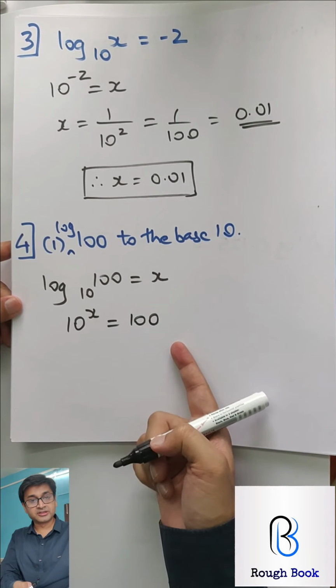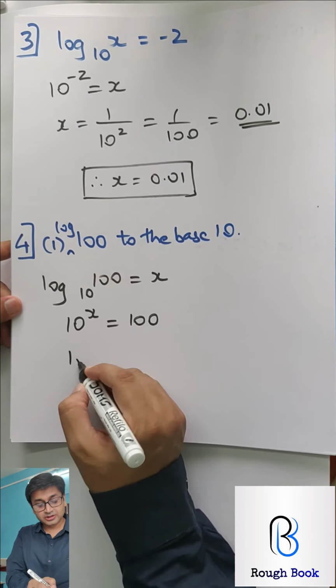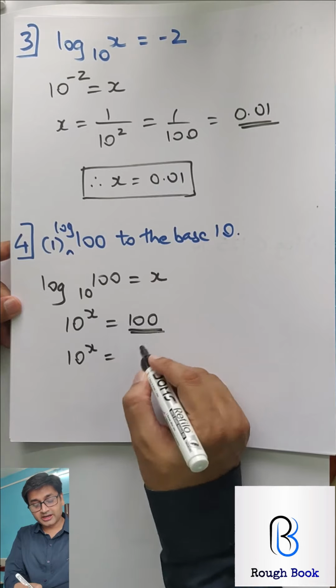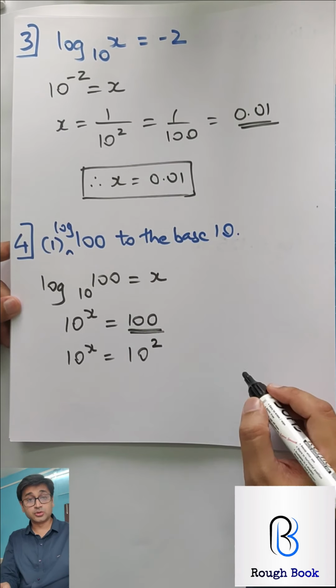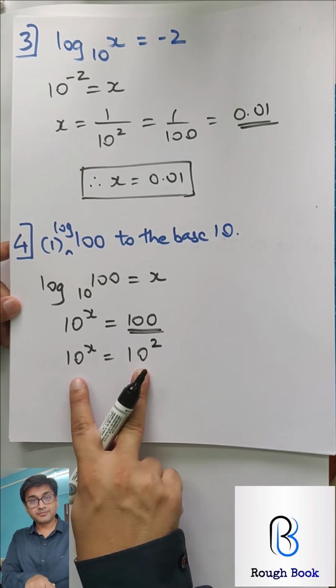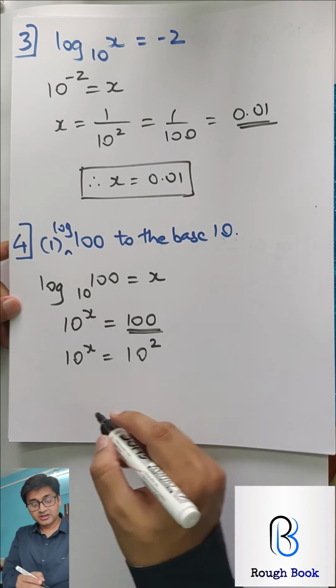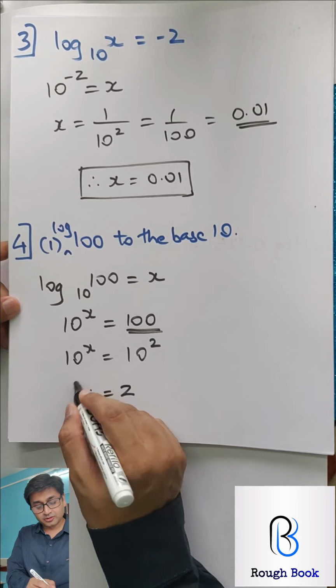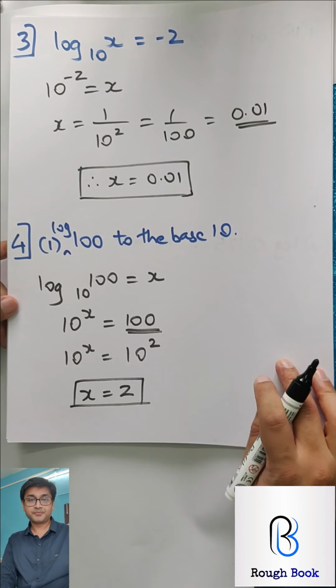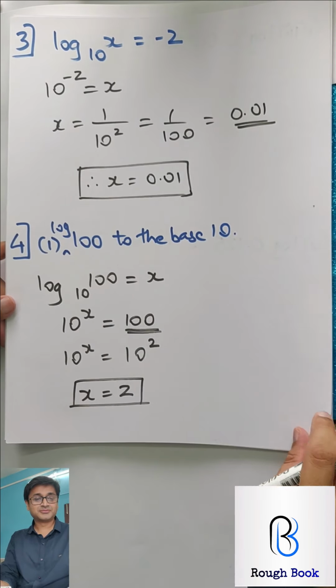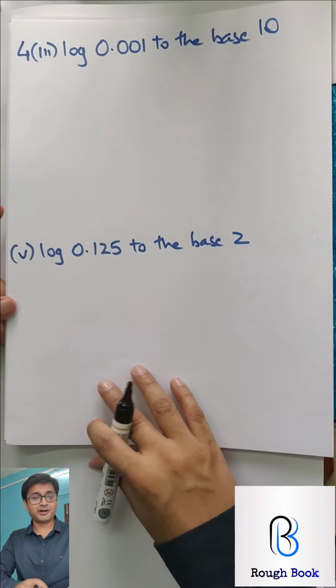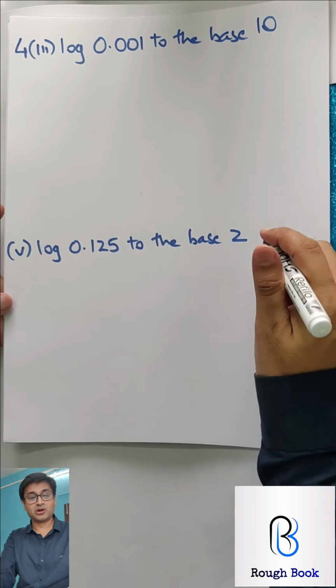Did everyone write this exponential form? So 10 raised to x. What can I write for 100? 10 raised to 2. Bases equal, index equal. Basically now you are getting back to indices only. So therefore x is equal to 2. Did you get it? Shout out. Don't shout so loud, the neighbors will come at your place, as if something's wrong. Come on, come back.